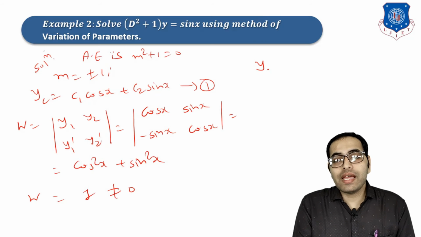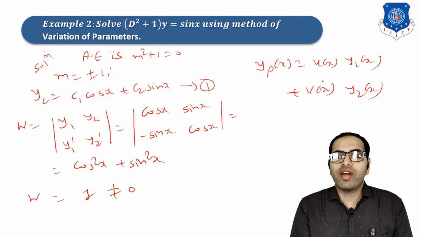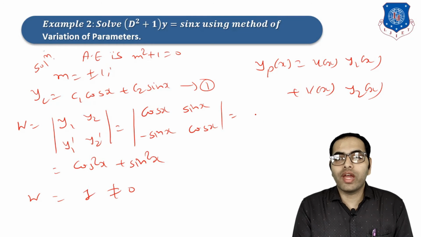Now we have the formula for yp of x, that is u of x y1 of x plus v of x y2 of x. Whenever we find the particular integral, we require u of x and v of x. Now, substituting the values of u of x and v of x in this equation, for that we require finding the values of u and v.